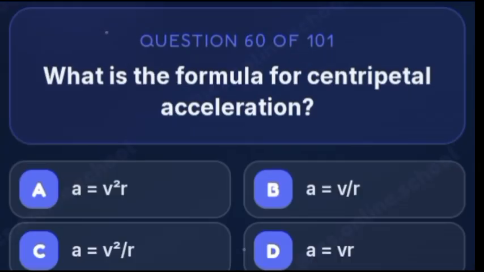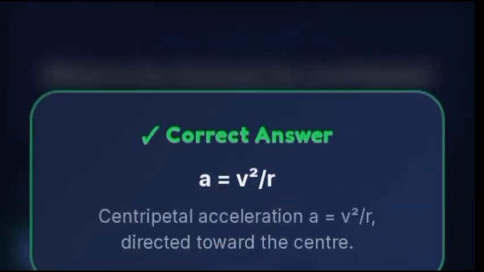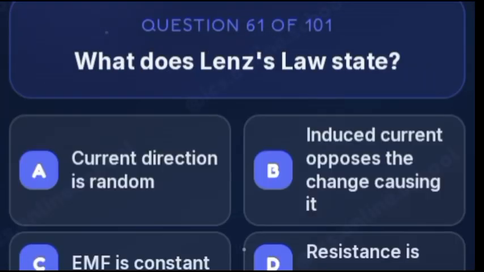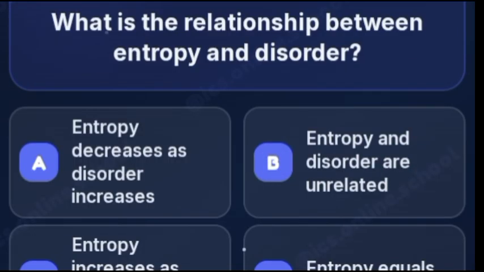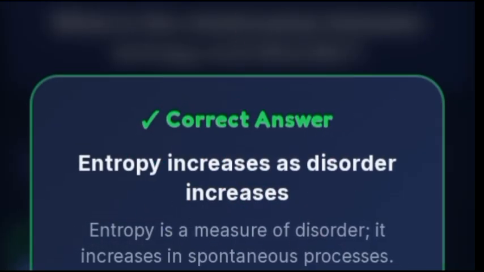What is the formula for centripetal acceleration? This formula, v square over r. What does Lenz's law state? Induced current opposes the change of flux. What is the relationship between entropy and disorder? Entropy increases as disorder increases.